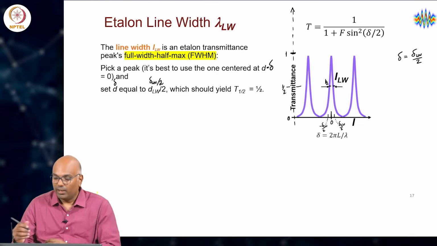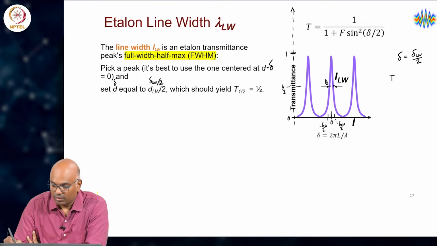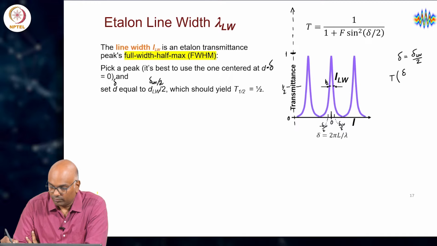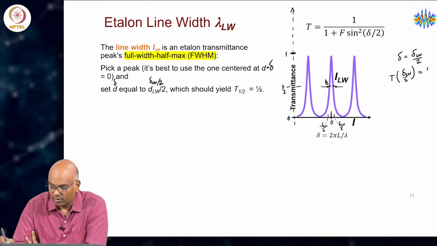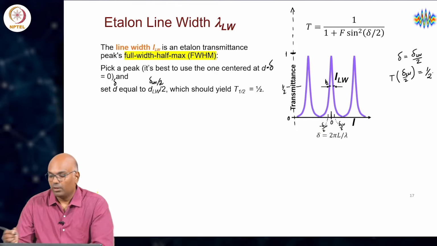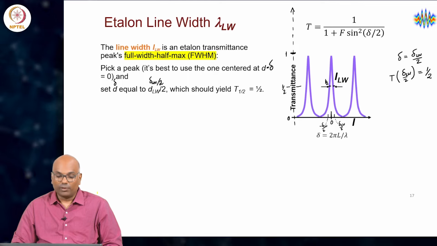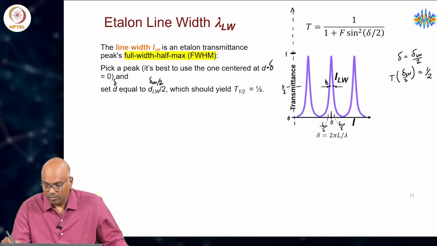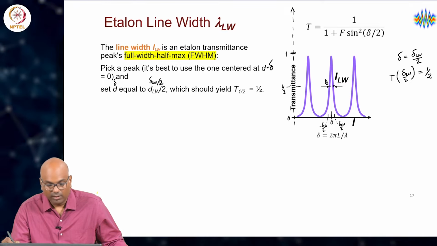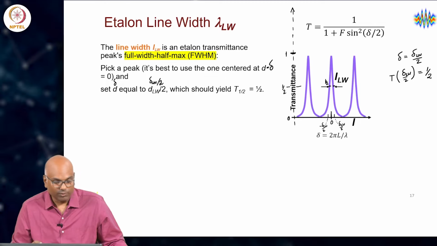And this is how I am defining delta LW over 2: such points around the peak maximum, in this case delta equal to 0, where the transmittance falls to a half. So, these are the full width at half maximum. That is what we essentially want to deduce.